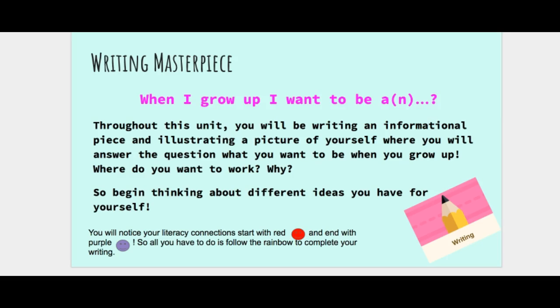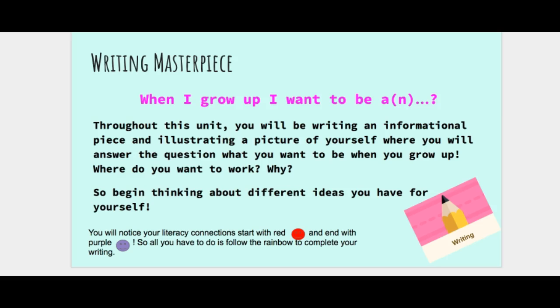Our writing masterpiece. So you will be working on "When I grow up, I want to be a or an." Throughout this unit, you'll be writing an informational piece and illustrating a picture of yourself where you will answer the question: what you want to be when you grow up, where do you want to work, and why. So you can begin thinking about different ideas that you have for yourself.